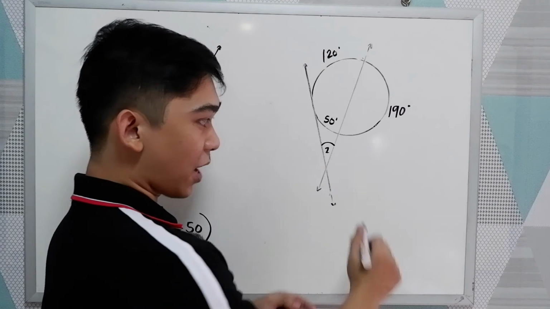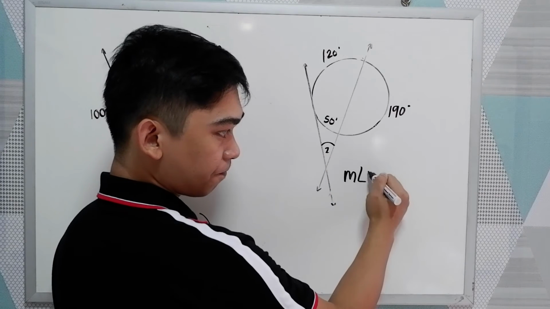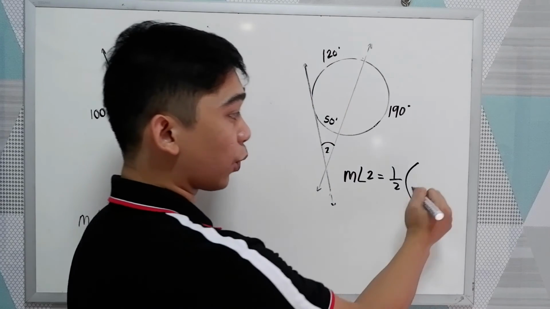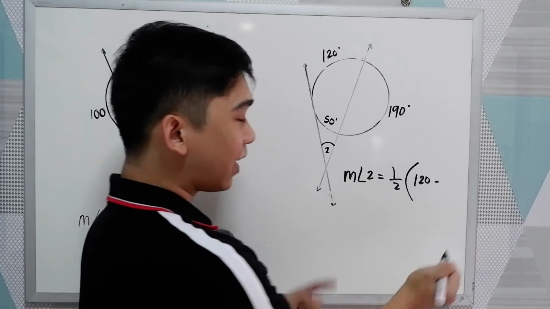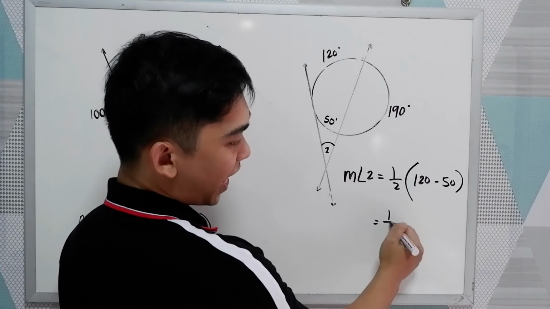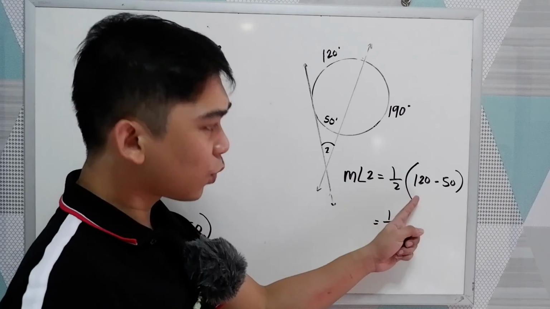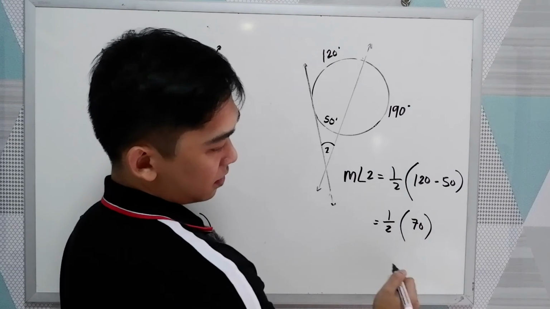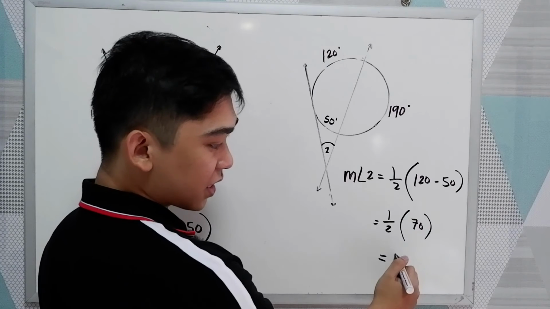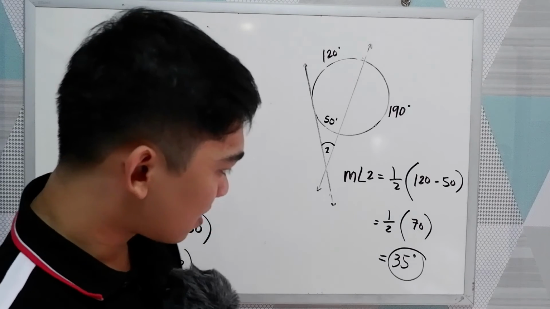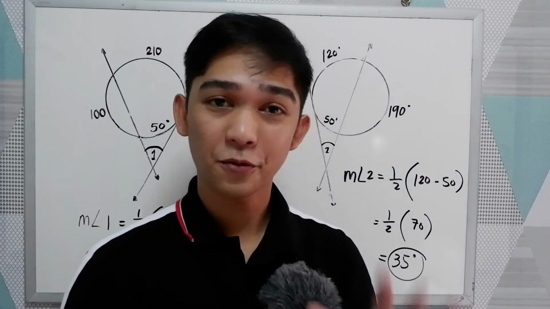We can now get the measure of angle 2. That is 1/2 of 120 minus 50. So 120 minus 50 is 70. Now half of 70 is 35 degrees. So that's the application of our theorem number 4.